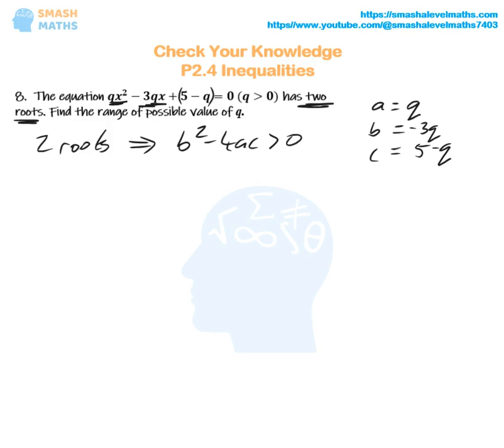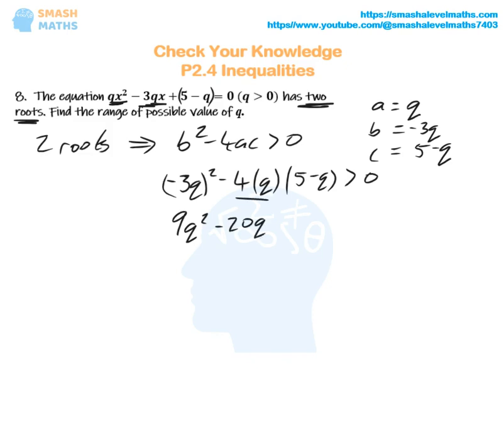So here we go. We have b squared, minus 3q squared, minus 4 times a times c, and we know that's got to be greater than 0. So what we've got now is it's turned into a quadratic in terms of q. So minus 3q times minus 3q becomes positive 9q squared. Now we've got minus 4q times 5, so that's minus 20q. Minus 4q times minus q is going to be a plus 4q squared, greater than 0.